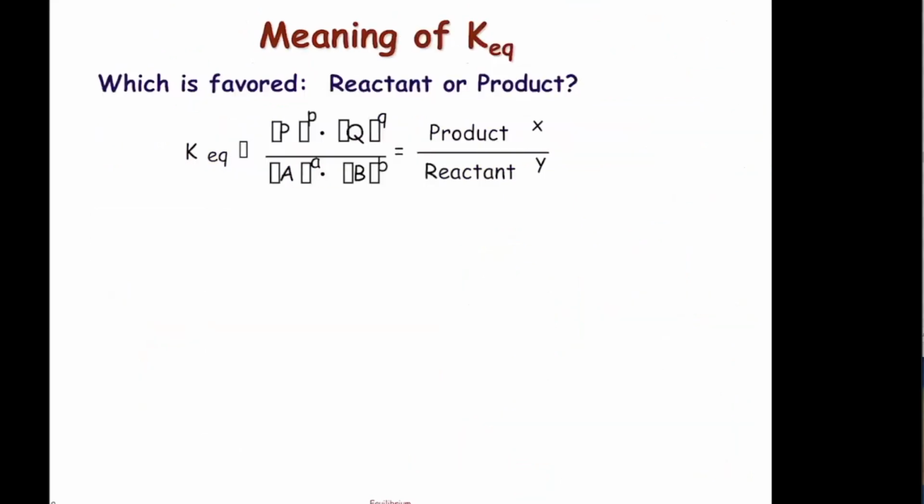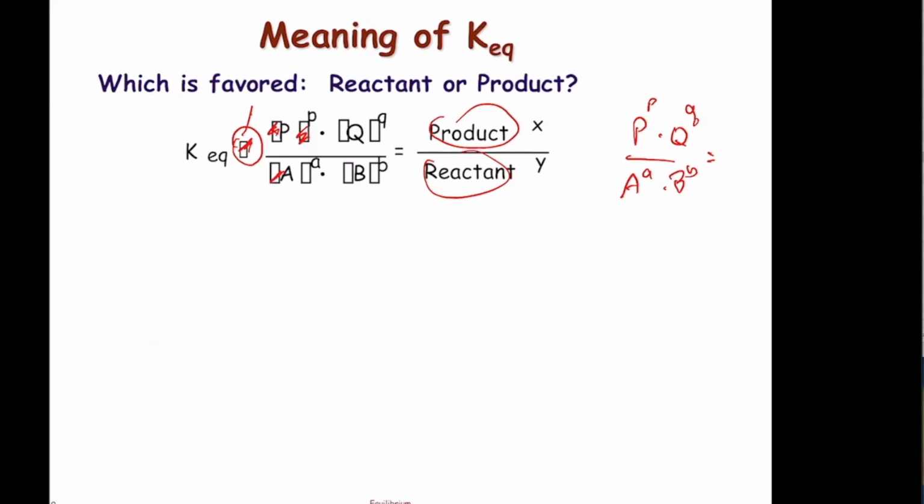So in this particular case, like I said, this is the mass action expression. Excuse these things right here, my font kind of messed up. So this is basically P raised to the P power times Q raised to the Q power, divided by A raised to the A power times B raised to the B power. It's basically products over reactant. Okay, and this number is going to be greater than 0, but never negative.